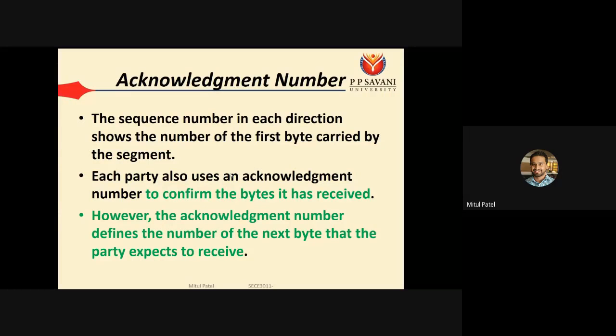The sequence number in each direction shows the number of the first byte carried by the segment. So the sequence number is the number of the first byte carried by the segment, while each party also uses an acknowledgement number to confirm the byte it has received. How can we give the acknowledgement number? The acknowledgement number defines the number of the next byte that the party expects to receive. So that byte can be given as the acknowledgement number.